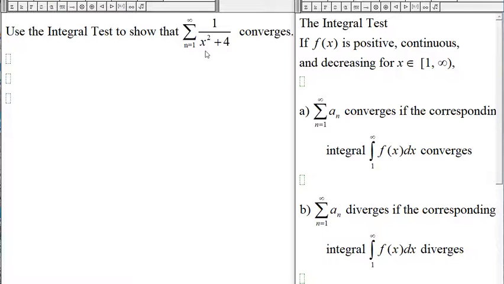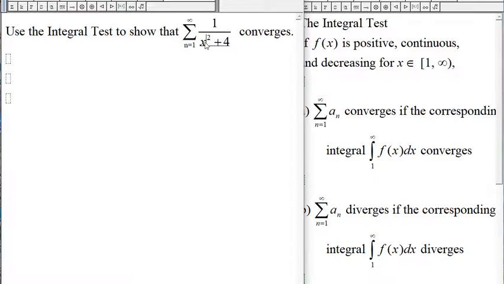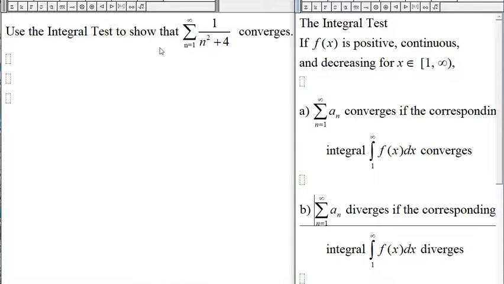We have the infinite series of 1 divided by n squared plus 4, and we want to use the integral test to show that this infinite series converges. And so again, if we use the integral test, and we want to show that the series converges, then we have to show that the corresponding integral of f of x converges.